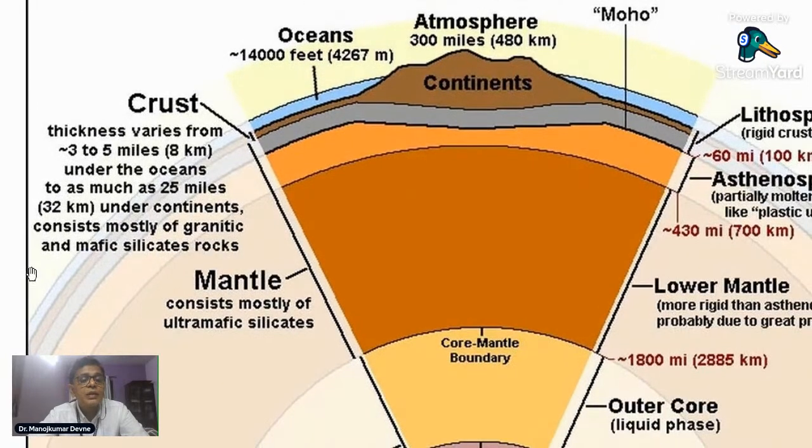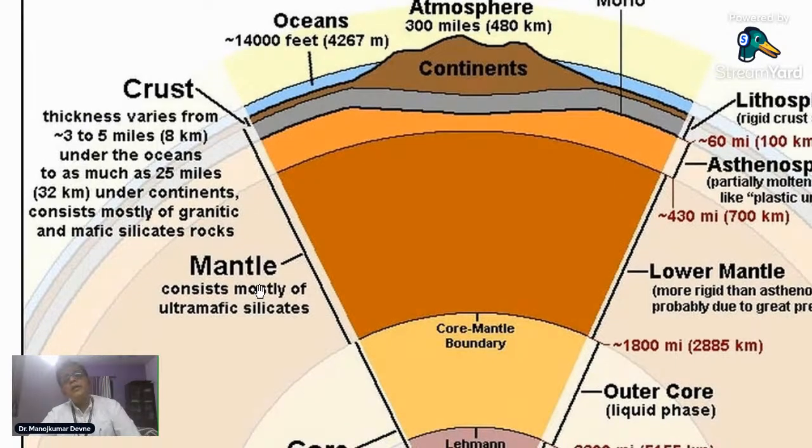It's made up of granitic and mafic silicate rocks. Now, what these are, we'll come to that later. I don't want to confuse you all here. So the crust, you will see this narrow line here. It has been given a lot of description because we know a lot about it since we live on it, but it's very, very narrow. I've already made that very clear in my earlier discussion.